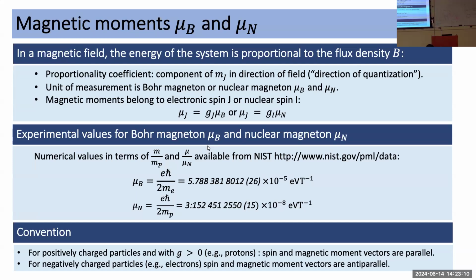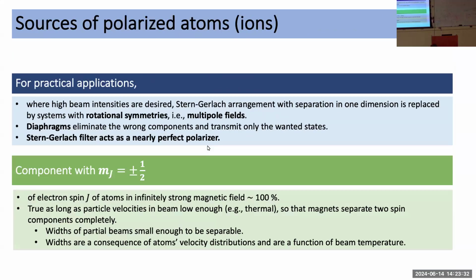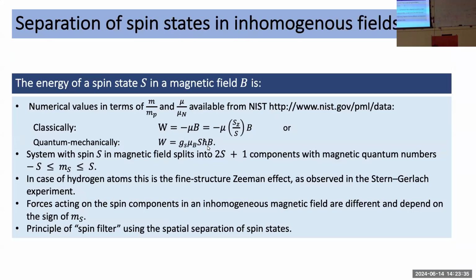So these are the numerical values. And the convention is that for positively charged particles with a positive g factor, spin and magnetic moment are parallel, and for negatively charged particles, they are antiparallel. Okay, one can now write down the classical and the quantum mechanical expressions. And generally, the magnetic field splits into 2s plus 1 components with the magnetic quantum numbers going from m_s equals minus s to plus s.